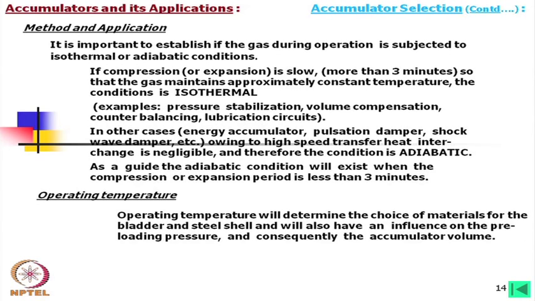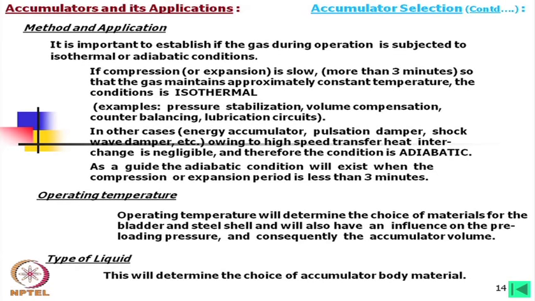So, whether the process is adiabatic or isothermal is important for the gas we are using inside the accumulator. Operating temperature will determine the choice of materials for the bladder and steel shell, and will also have an influence on the preloading pressures and consequently the accumulator volume. Type of liquid will determine the choice of accumulator body material, that is, what liquid we are using.